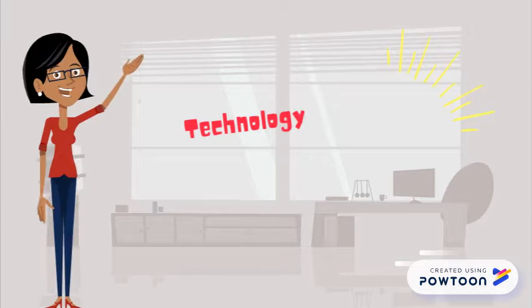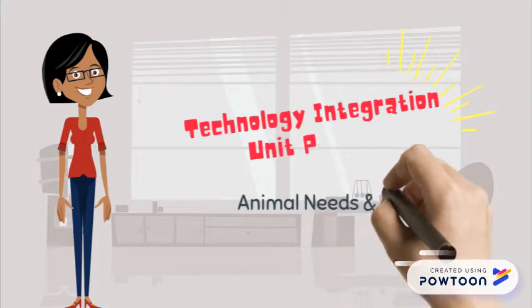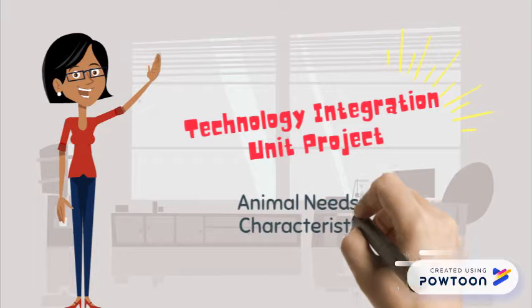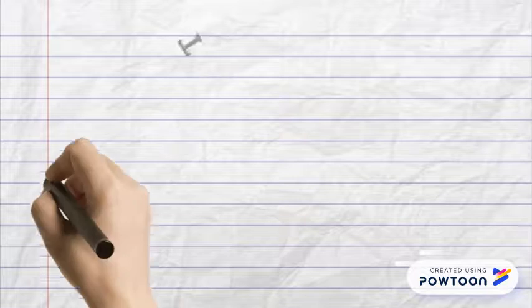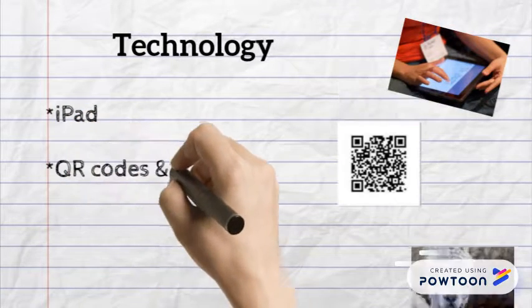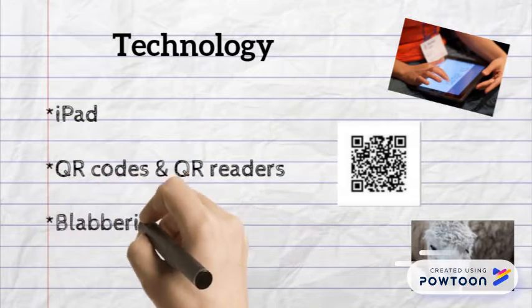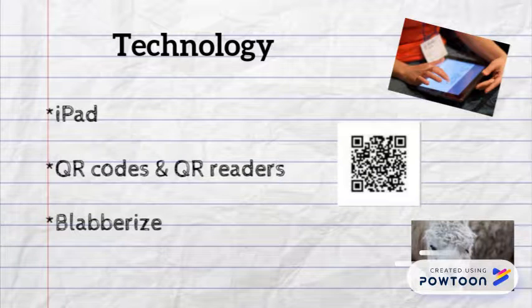Hello, my name is Lilia Cifuentes, and this is my Technology Integration Unit project, Animal Needs and Characteristics. The technology that my students will use when completing this project are an iPad, QR codes and QR readers, and the app Blabberize.